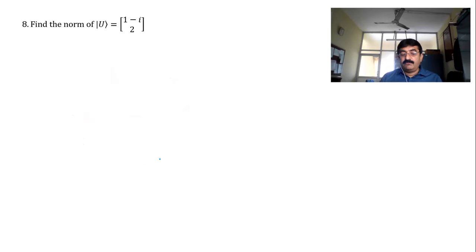So with this I come to the last numerical. Find the norm of u. What is norm? It is nothing but magnitude only. You have to find out the inner product of the same vector. That's all. Instead of asking you to find the magnitude of the vector, they are asking you like this.